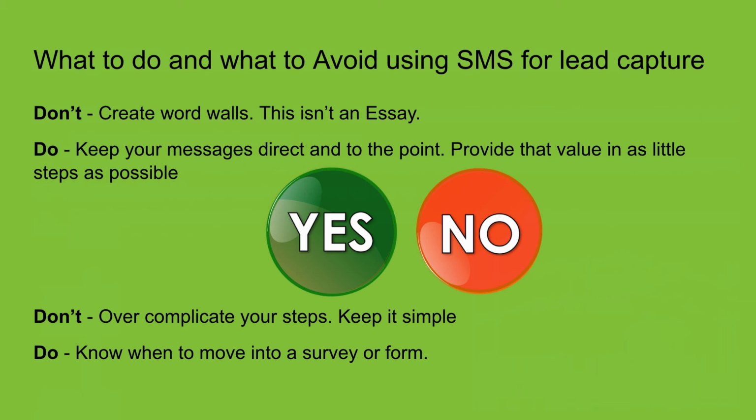The other thing is just don't overcomplicate your steps. Now, in my mind, the perfect structure for a conversation is to have 3 steps. I have my text asking for email, asking for a first name, and then I have a final text that is engaging with them from there. So either I'm asking an open-ended question to engage, or this is another important thing, knowing when to move into a survey or a form.